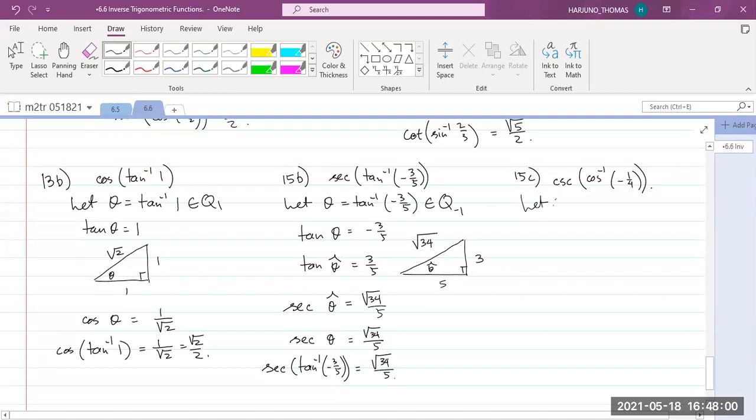(15c) Let theta be cosine inverse of -1/4. Now, because it is cosine inverse of a negative, it must be in quadrant 2. So cosine theta equals -1/4. Use the reference angle so that we can get the right triangle. That's 1/4. This is square root of 15 then, huh?